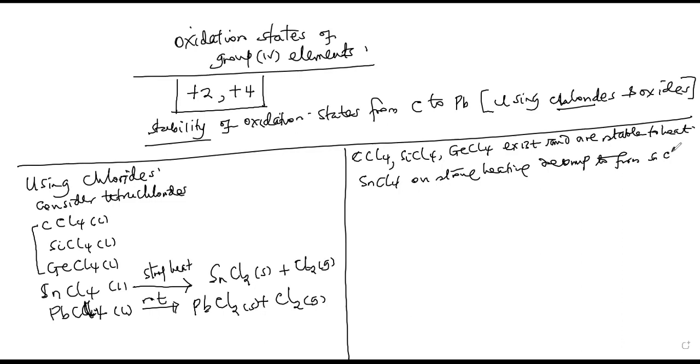Tin four chloride forms tin two chloride and chlorine. Then lead four chloride is generally unstable. That's why it even decomposes at room temperature. It decomposes at room temperature to form lead two chloride and chlorine.